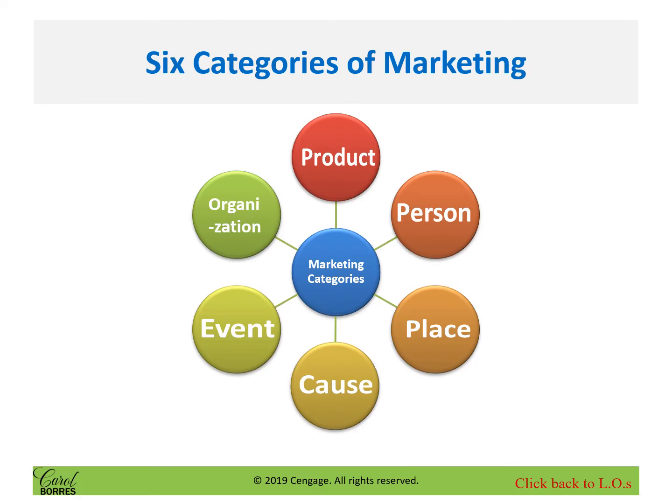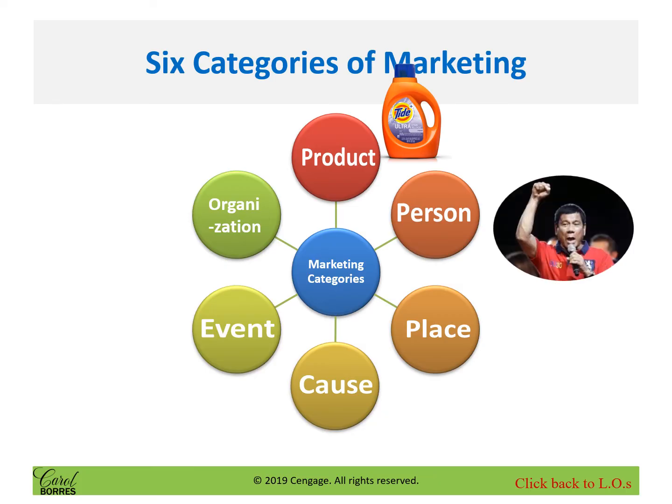We now know that marketing involves efforts designed to communicate the benefits of a good or service. While product marketing is the most well-known and widely used form of marketing, there are actually 6 categories of marketing, namely product marketing, person marketing, place, cause, event marketing, and organization marketing. Product marketing involves efforts designed to communicate the benefits of a good or a service and persuade the target market to buy.